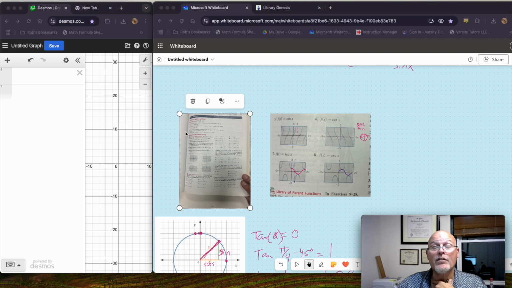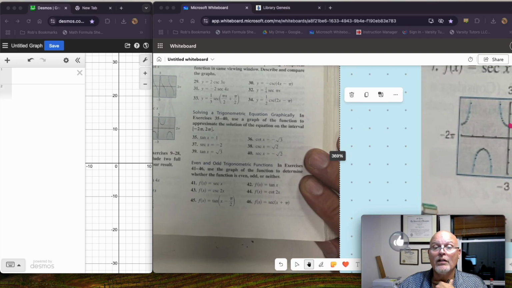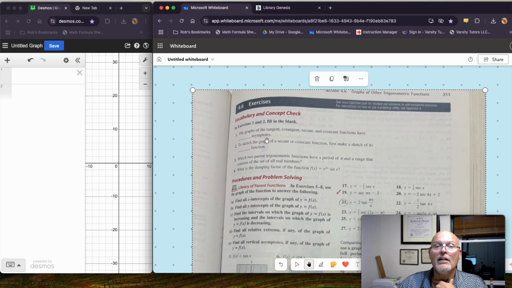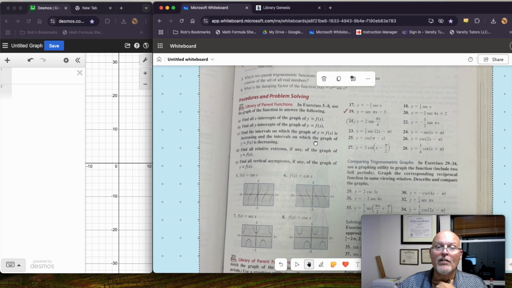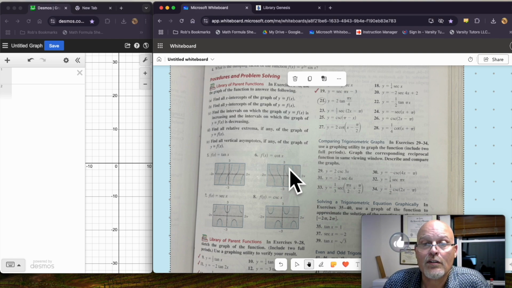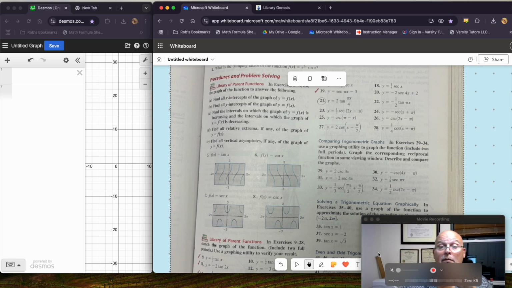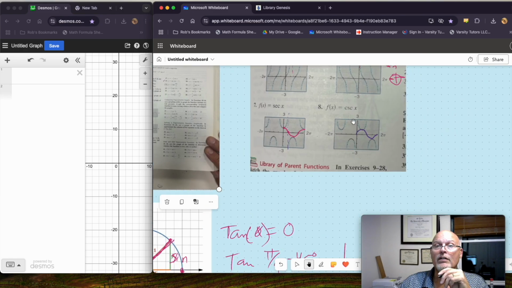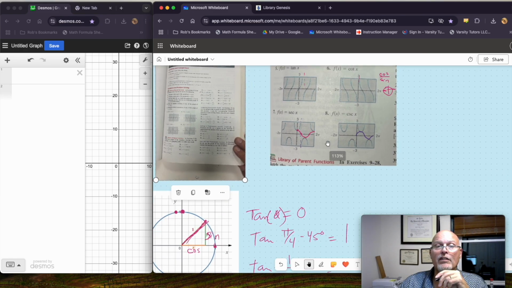All right, so the next thing we're going to do is take a look at the actual sections of the homework. So what we have here is some vocabulary, and you should be able to answer these based on what we've done already. And then they want us to find x-intercepts, y-intercepts, intervals for increasing, intervals for decreasing, relative extrema, and vertical asymptotes. So we can do that for all of them. I'm going to focus on cotangent, and I assume that you'll be able to do this for all of the other ones. So what I want to do is look at the graph of cotangent and figure out all that stuff.